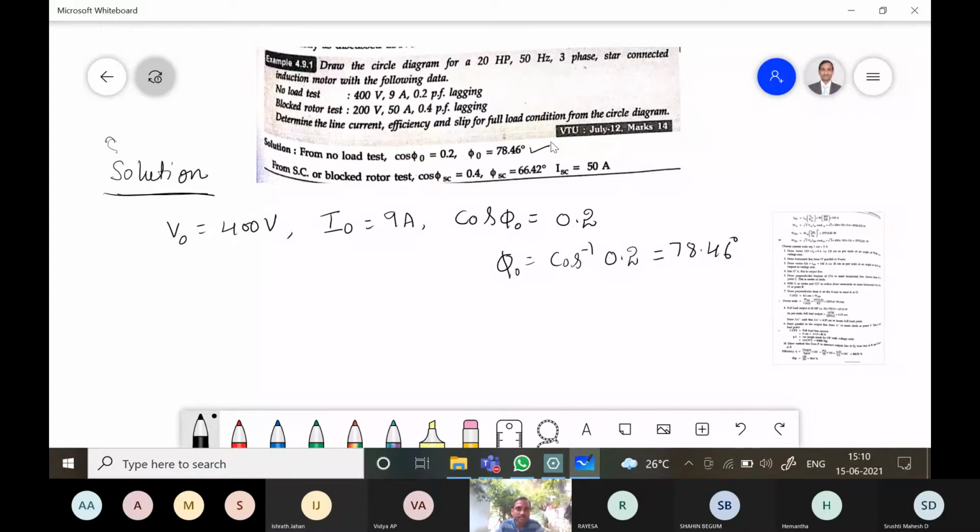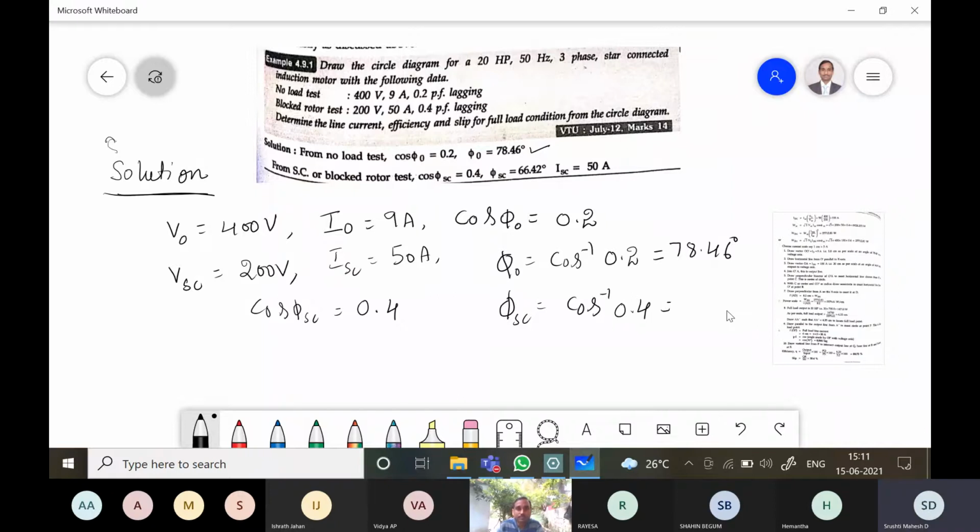Similarly, from the short circuit or blocked rotor test, we got VSC. VSC is equal to 200 volt, and ISC is 50 ampere, and cos phi SC is given as 0.4 power factor. So find out phi SC. Cos inverse of 0.4. How much is it? 66.42 degree.